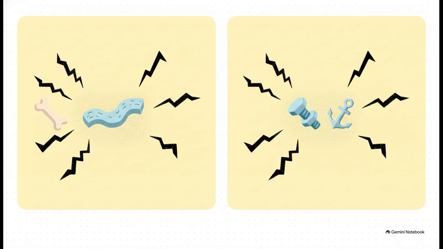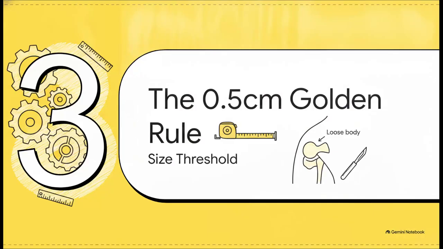But whether it's a bone chip causing mechanical locking or a rogue suture anchor causing synovitis, these fragments bring on intense localized pain and actually accelerate cartilage degeneration. They have to come out. Next up, Section 3, the 0.5 centimeter golden rule.